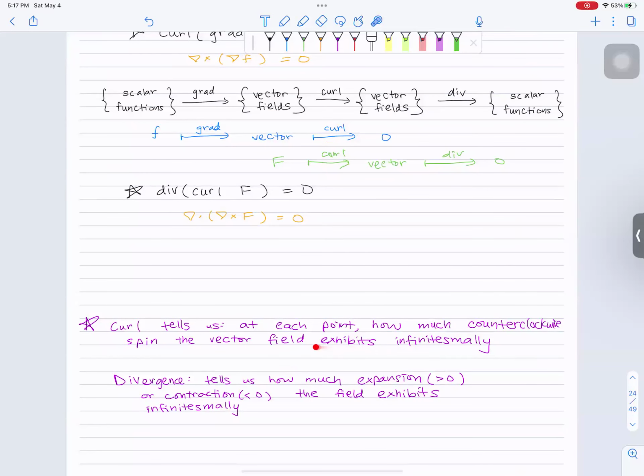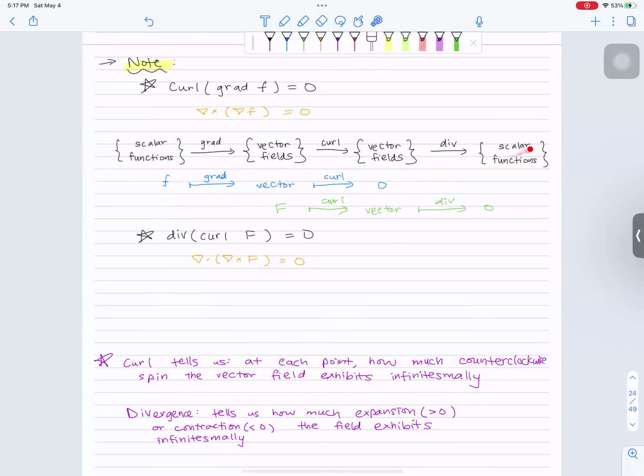Curl tells us how much counterclockwise spin there is in the vector field. Divergence tells us how much expansion or contraction the field exhibits. We also have this nice sequence of what happens. The gradient takes a scalar function to a vector field.